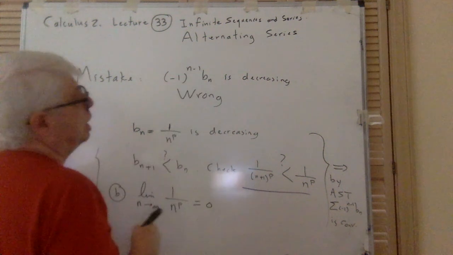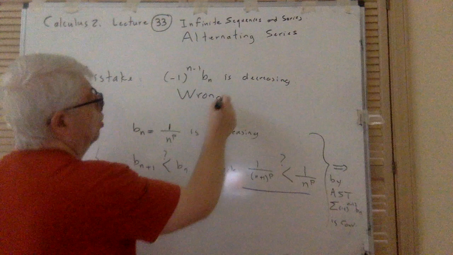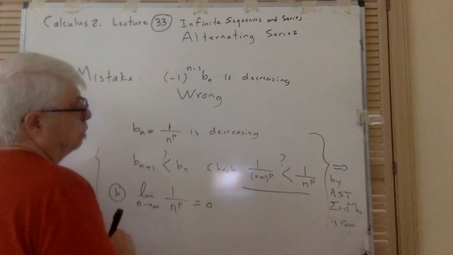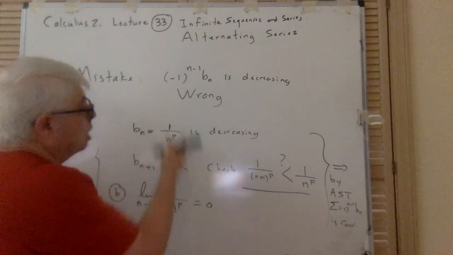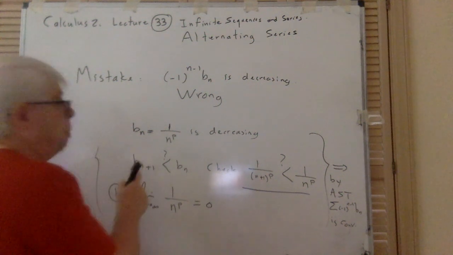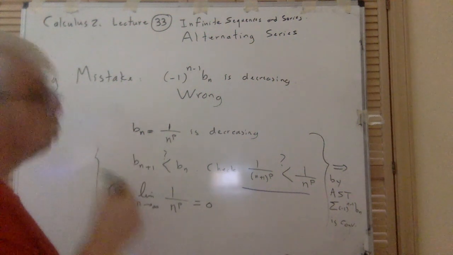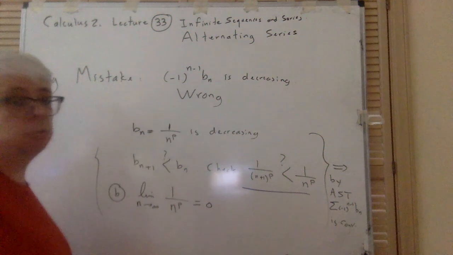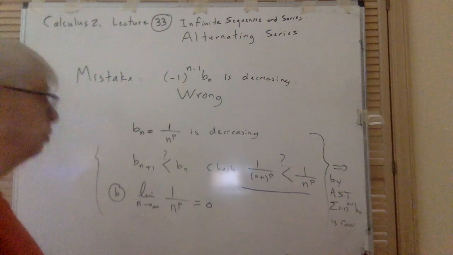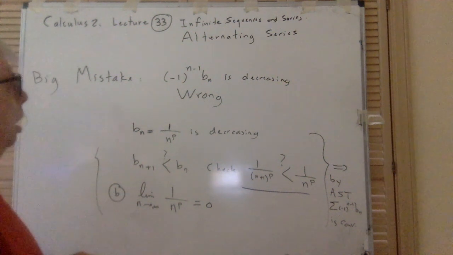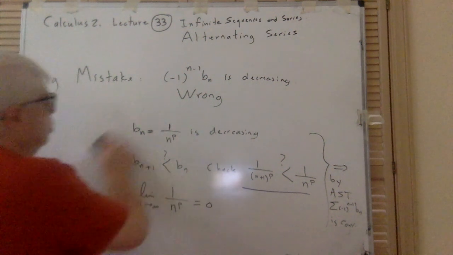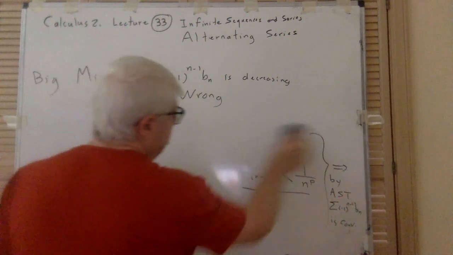Don't keep this negative 1 to the power n minus 1. For this one it is okay: if you write negative 1 to the power n minus 1 in front of this, it's still 0. But this doesn't apply to the first one. You have to drop the negative 1 to the power n minus 1 and keep just Bn, assuming that Bn is a positive or non-negative number. So please drop the negative 1 to the power n minus 1.